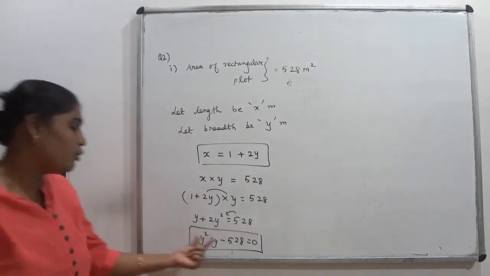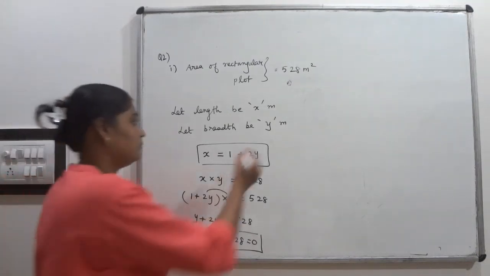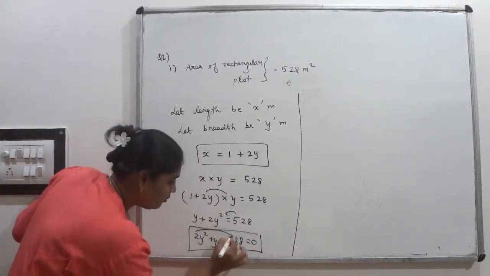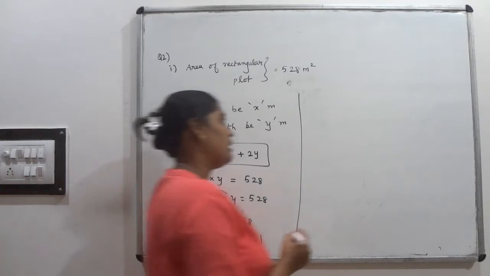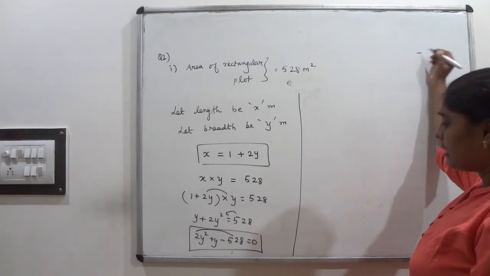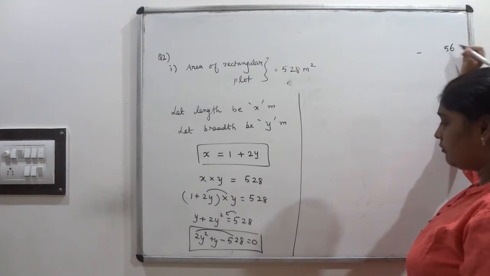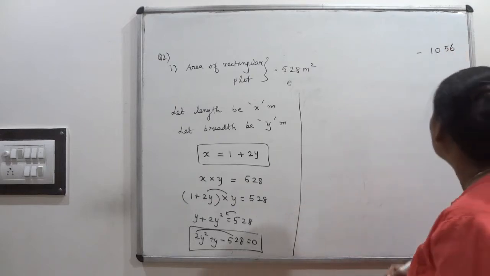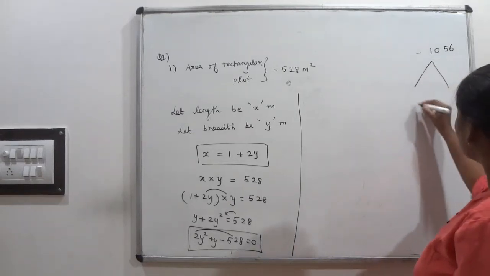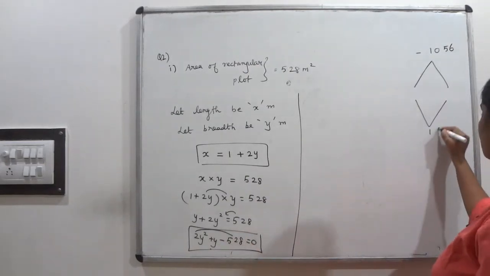Now I am going to use middle term splitting to find the length and breadth. For that, what I have to do? 2 into minus 528, I have to do the multiplication first. Multiply this, what will you get? Minus 1056 in multiplication. So in addition, what do you need? Look here, in addition you need plus 1.